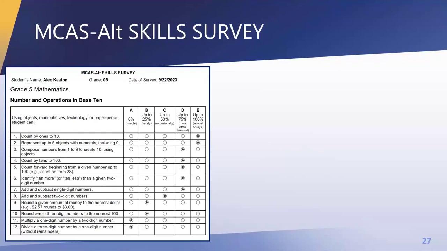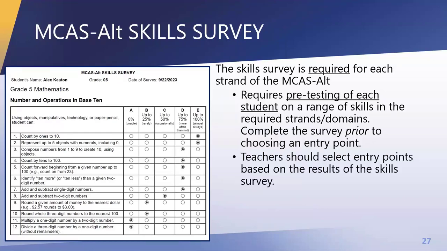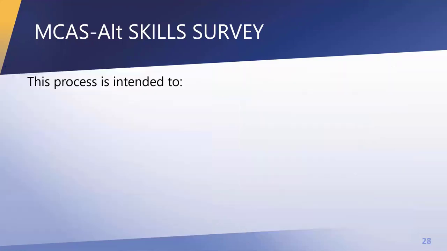So what is this skill survey? Every skill survey is a little bit different. In this case, we're doing number and operations base 10, and you can see there are 12 different skills there. You're going to look at your student and see what they can and can't do. It's like a pretest. You're going to complete it before you do your entry points. If your student is clearly access skills, you're going to do all A's because they can't do anything. You're going to print this out and put it right after the strand cover sheet in the portfolio. It does count, as I said. If you don't have it, it cannot be scored.